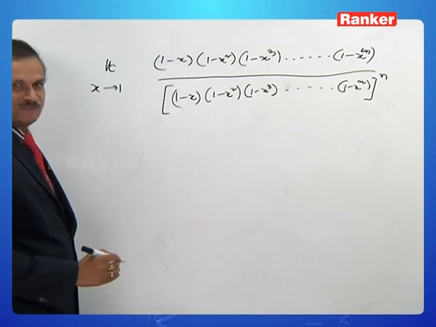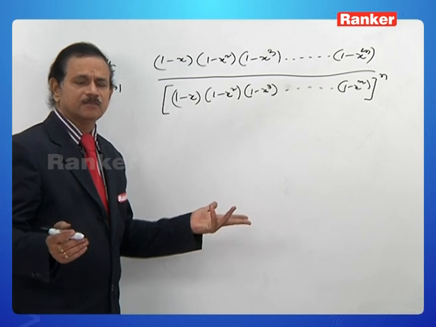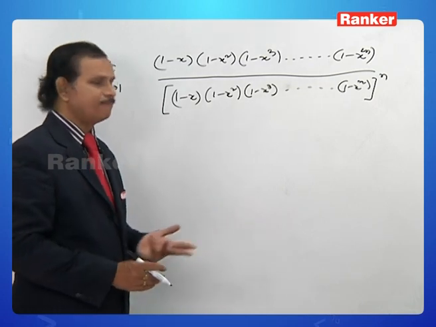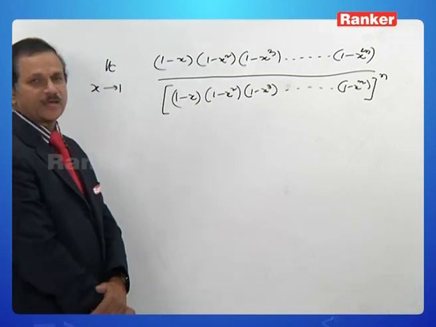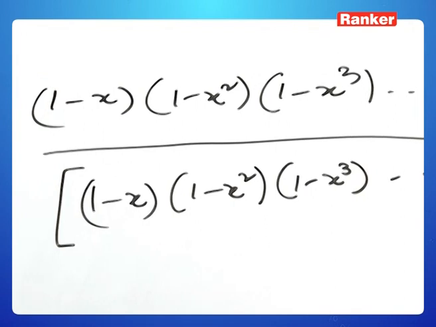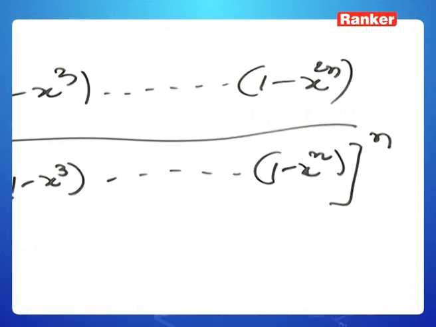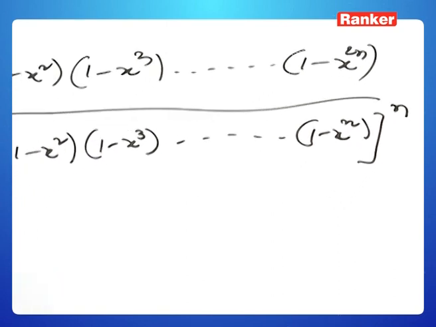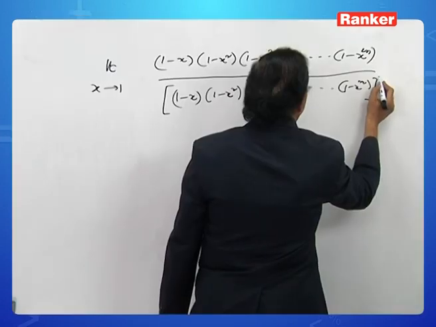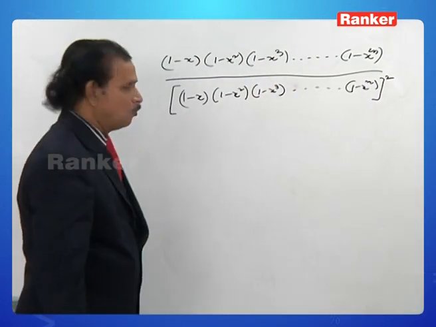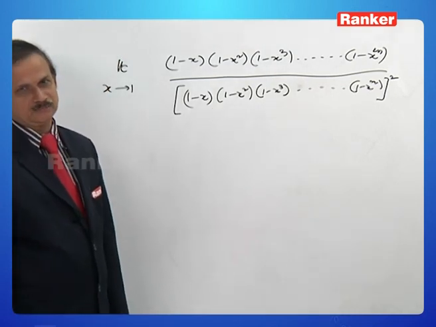Let me try to simplify this. Even without using any step, you will be able to have the step in your mind itself. What is the numerator? (1 minus x) into (1 minus x square) into (1 minus x cube) into etc. (1 minus x^n) into (1 minus x^(n+1)) into (1 minus x^(n+2)) into etc. (1 minus x^2n), whole divided by (1 minus x) into (1 minus x square) into (1 minus x cube) into etc. (1 minus x^n), whole square it is. Thereby, one set of (1 minus x) into (1 minus x square) into etc. (1 minus x^n) can be cancelled.